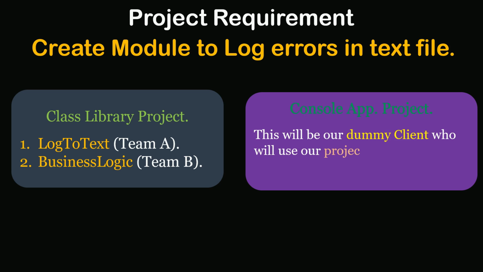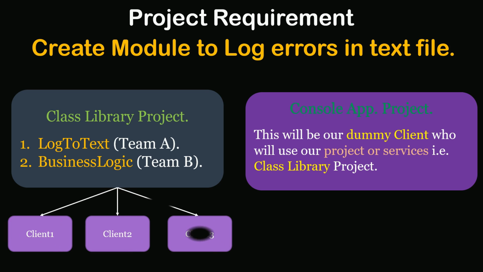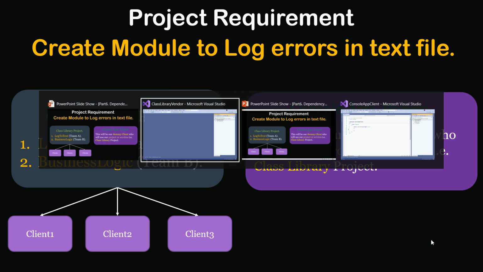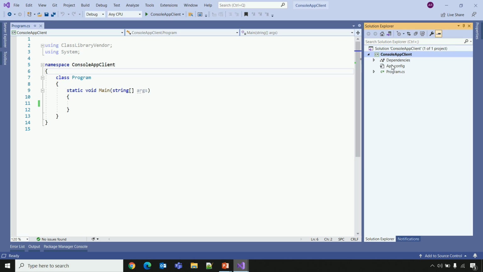So here we are creating a class library project. This console application project will consume our class library project or DLL. And assume our class library project will be used by multiple similar clients. I already created both the projects in Visual Studio. This is our empty class library project. And the next one, this is our console application project. So let's get back to the slide and create both the classes.